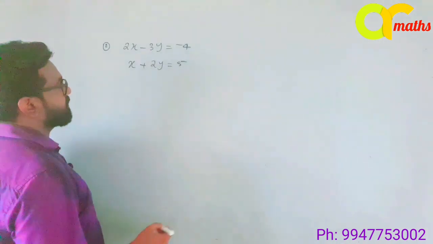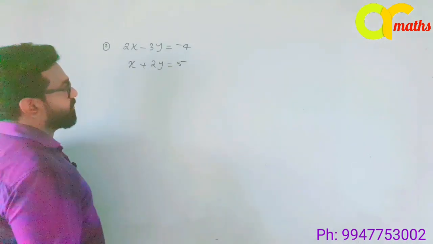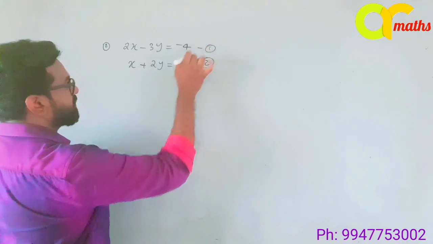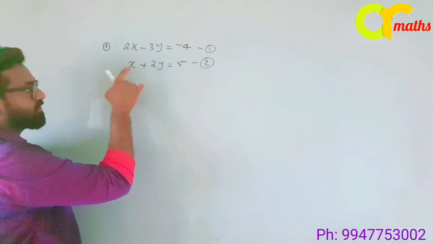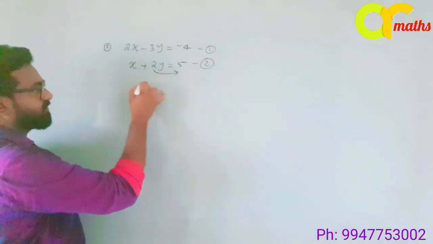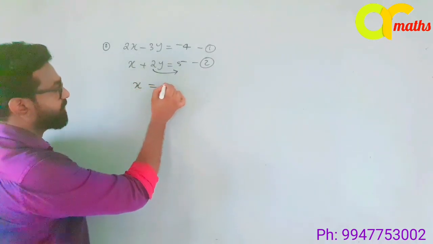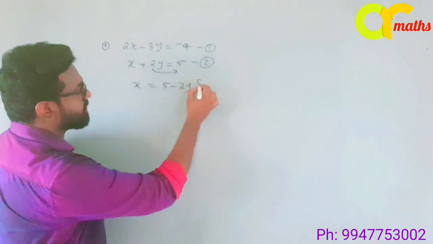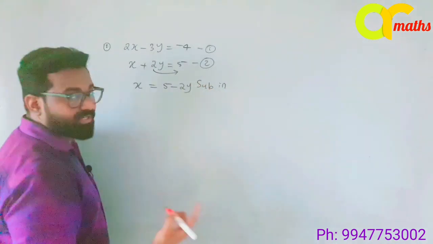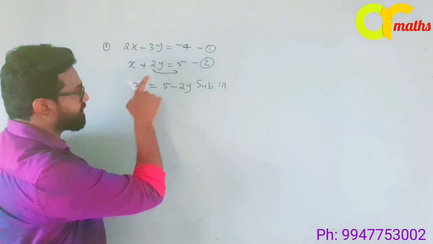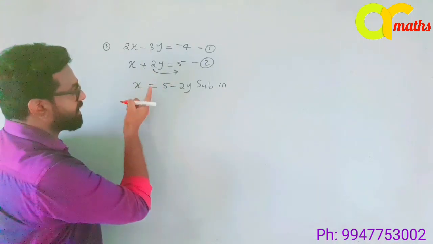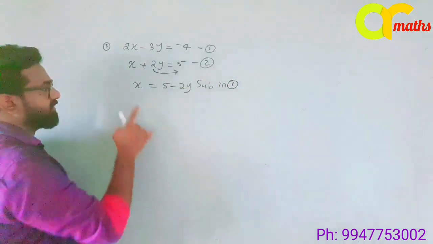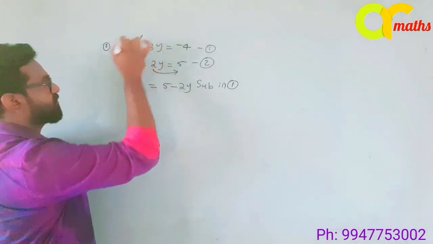So, just find x or y from any equation. This is the first equation, this is the second equation. Here x is by itself, so find x from here. What is x? x equal to 5 minus 2y. Then substitute in which equation? We got x from the second equation, then that x we substitute in the first equation. Substitute the value of x in the first equation.